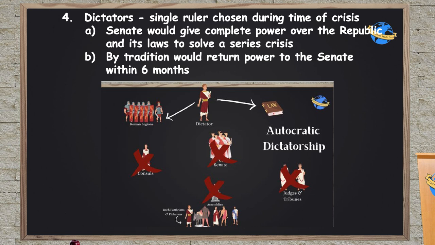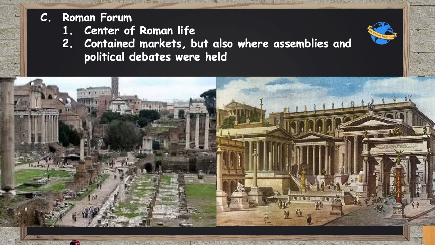However, by tradition, they would return that power to the Senate within 6 months or when the crisis was solved, whichever came first. That brings us to the Roman Forum, which was the center of Roman life.